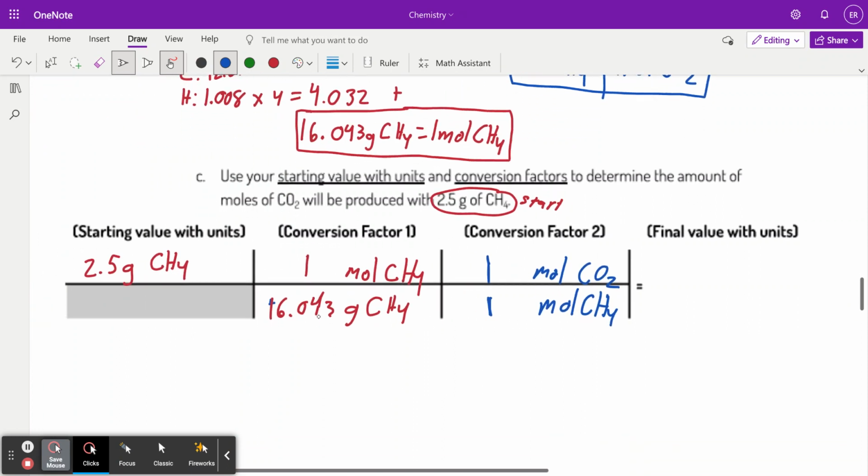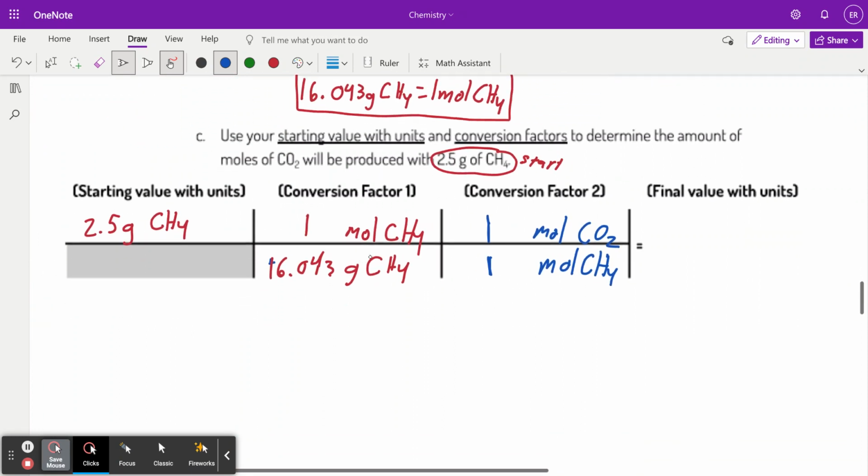Right? So the last thing that we have to do is put it all into our calculator, and we always start with the first number. Anything that's on top, we multiply. Anything that's on bottom, we divide. But before we put into our calculator, let's double check that everything cancels out. Grams of CH4 is canceled out by grams of CH4. Moles of CH4 is canceled out by moles of CH4. And the only thing that we're left with is moles of CO2, which is exactly what we want because the question is asking for how many moles of CO2.